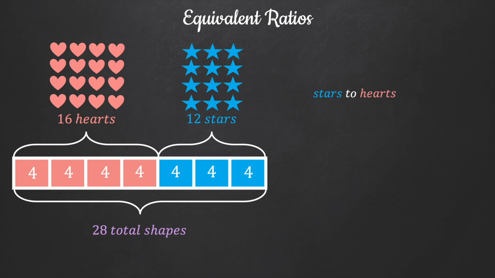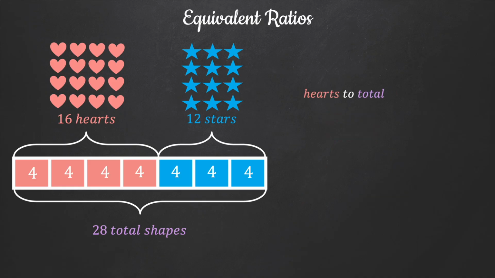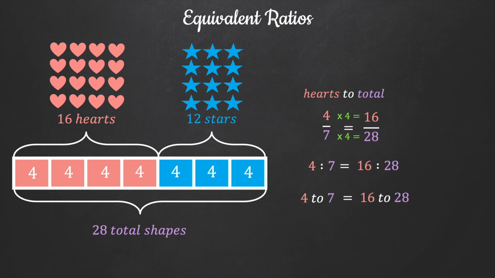Here we have the stars to hearts. Our original ratio was 3/4. And once we quadruple it, now we have 12/16. And we could rewrite that ratio using a colon and the word "to." Next, our original ratio of hearts to total was 4/7. And once we quadruple that ratio, we get 16/28. And remember that these ratios are still equivalent. And we're going to write these ratios using a colon and the word "to."